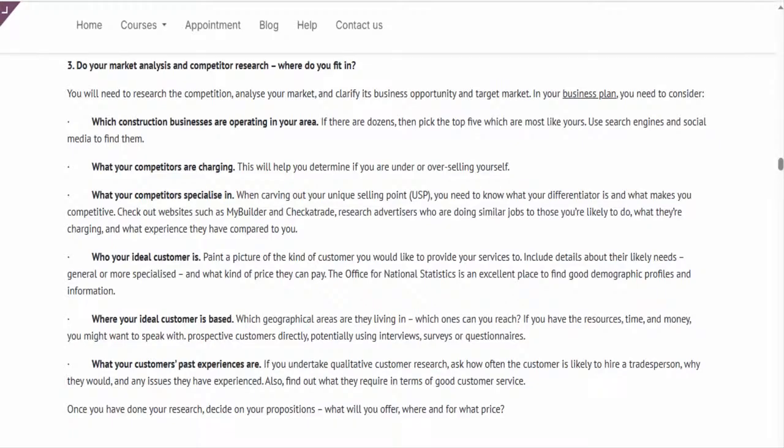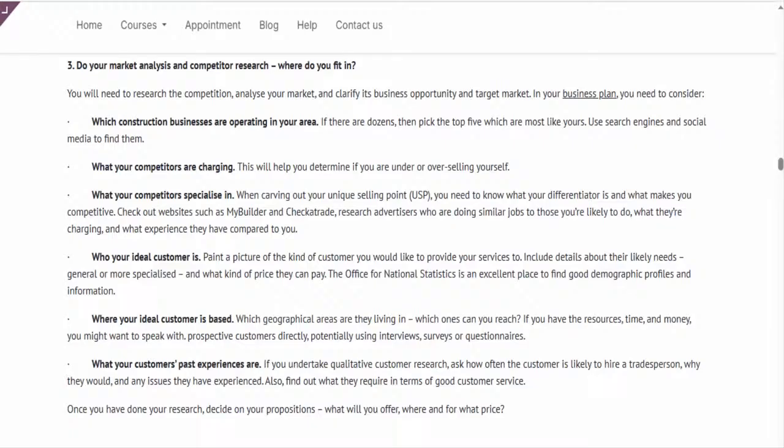What your competitors are charging. This will help you determine if you are under or overselling yourself. What your competitors specialize in. When carving out your unique selling point, USP, you need to know what your differentiator is and what makes you competitive. Check out websites such as MyBuilder and Checkatrade.